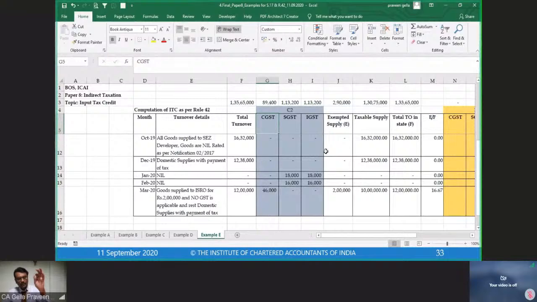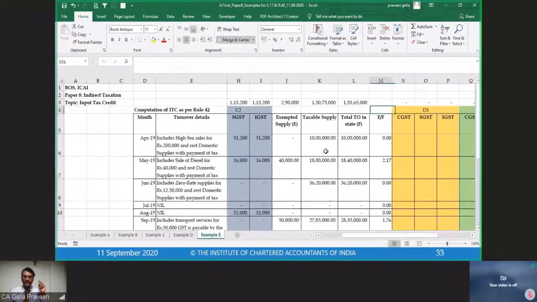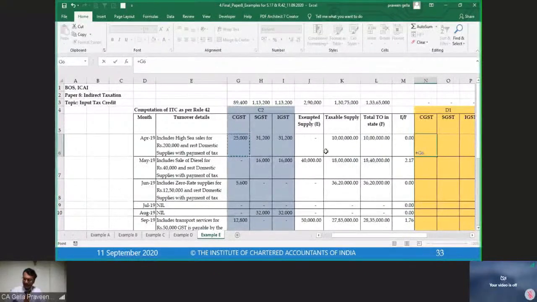Now, I have done C2. I have also done E by F. So friends, for finding out D1, hope you can see my screen. For finding out D1, what I have to do? E by F into C2. I have to do each head-wise. So what I am doing for CGST, whatever my CGST is there, that multiplied by my E by F I have done. My formula for D1 is E by F into C2. So what I did? Column M into column G.